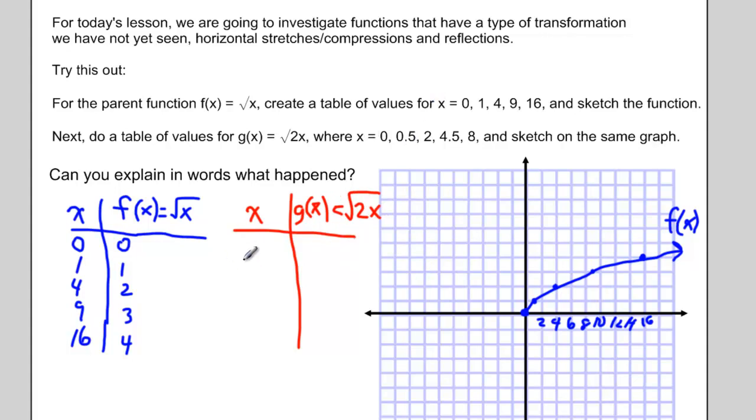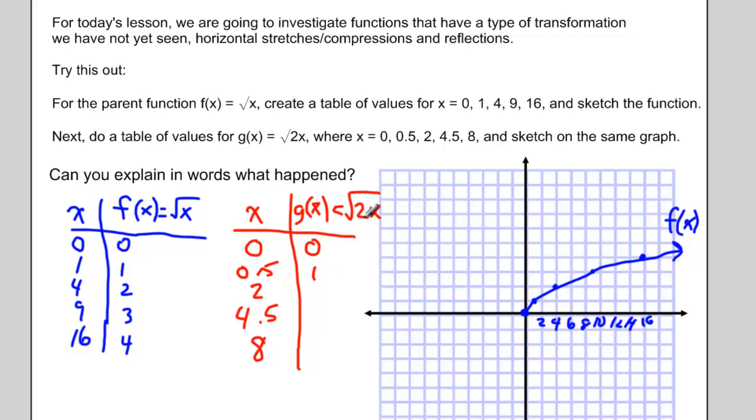And so for my x values, I'm going to use some slightly different numbers. So 0, a half, or 0.5, 2, 4.5, and 8. To get my y values, or my g of x values, I just take whatever number x is, multiply it by 2, and then take the square root. So 0 times 2 is still 0, and the square root of 0 is 0. That didn't change. Half times 2 is 1. The square root of 1 is 1.